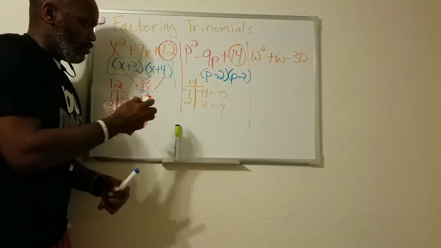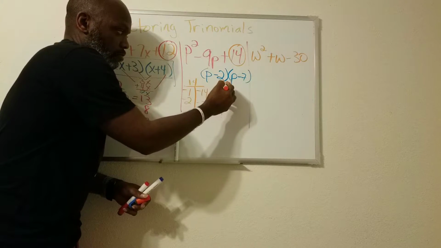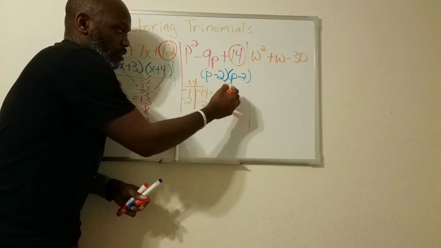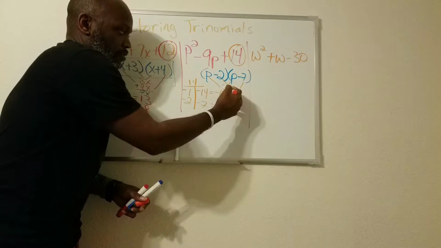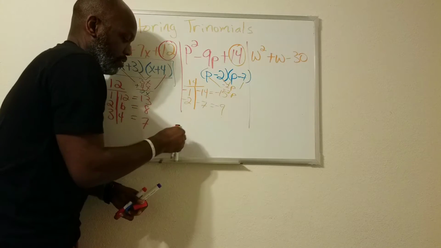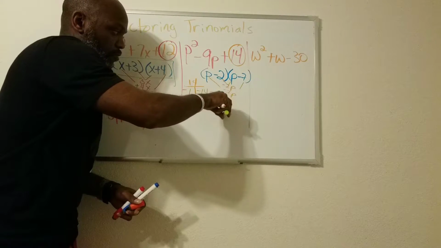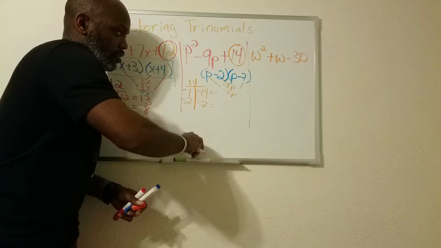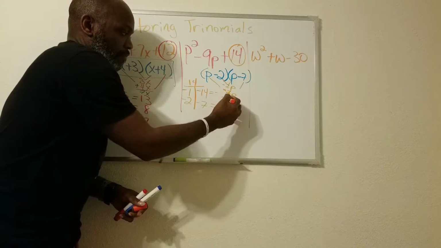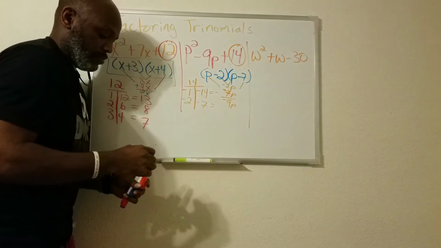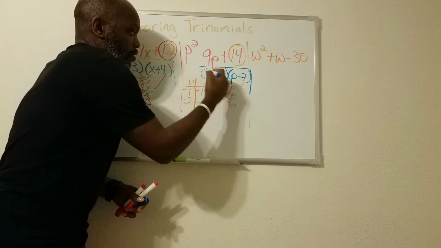And as I just illustrated here, we can multiply the inner terms, negative 2P, minus 7P, right? And this is probably in the way a little bit. Erase that. Give me some more room. Negative 7P, that gives me negative 9P. Okay? So therefore, this answer is correct.